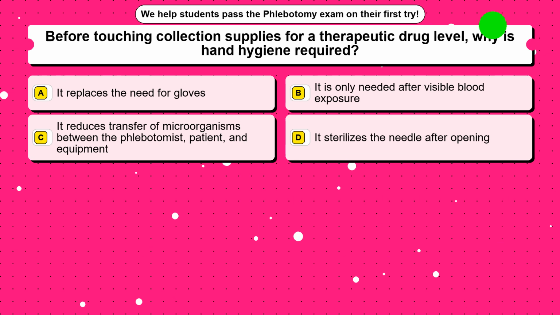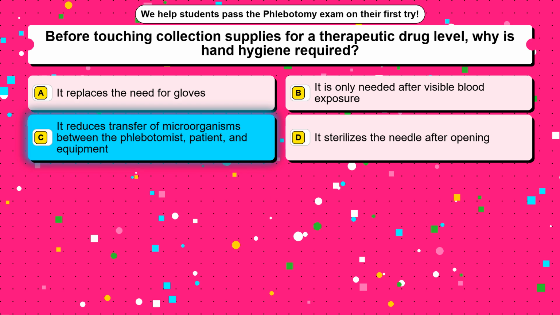Question 7. Before touching collection supplies for a therapeutic drug level, why is hand hygiene required? Option A. It replaces the need for gloves. Option B. It is only needed after visible blood exposure. Option C. It reduces transfer of microorganisms between the phlebotomist, patient, and equipment. Option D. It sterilizes the needle after opening.